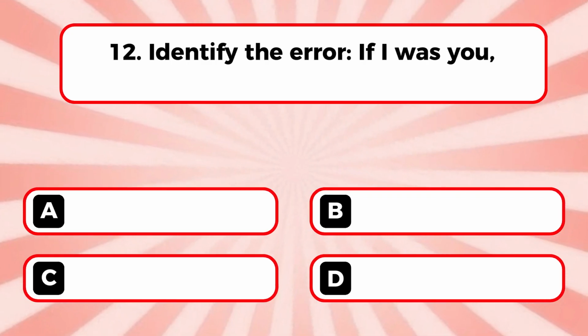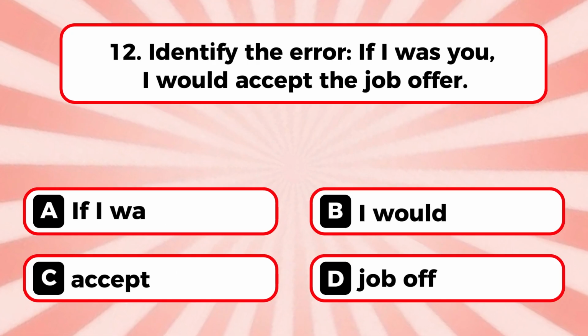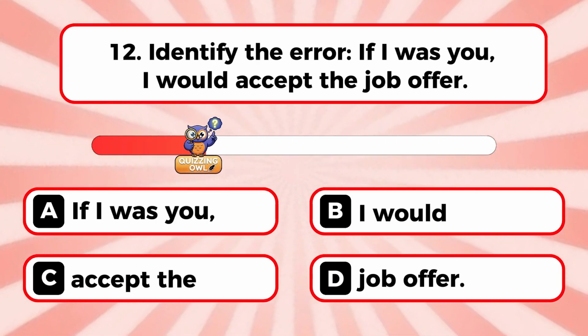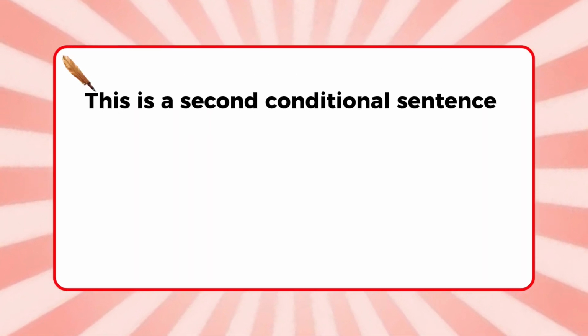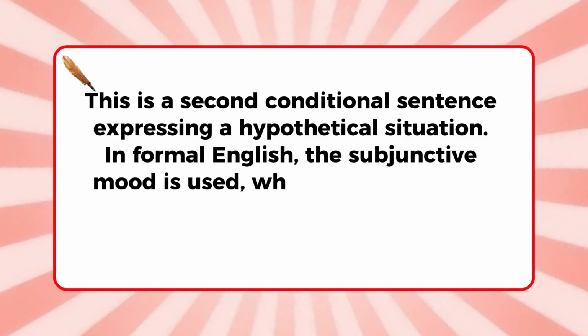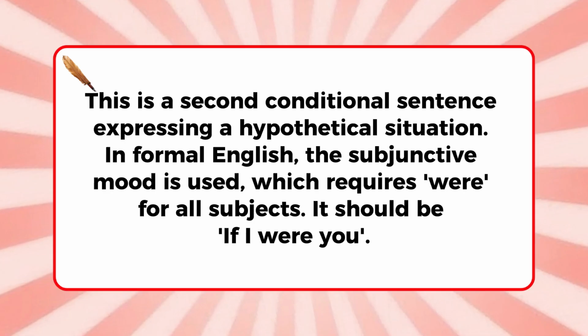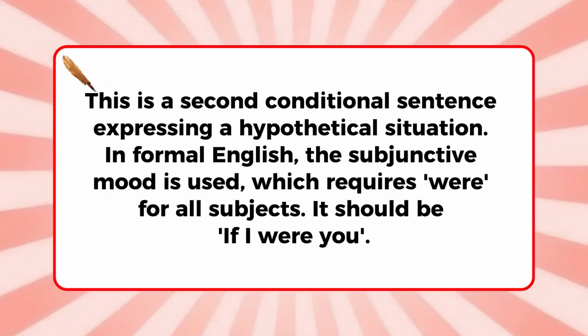12. Identify the error. If I was you, I would accept the job offer. This is a second conditional sentence expressing a hypothetical situation. In formal English, the subjunctive mood is used, which requires were for all subjects. It should be if I were you.